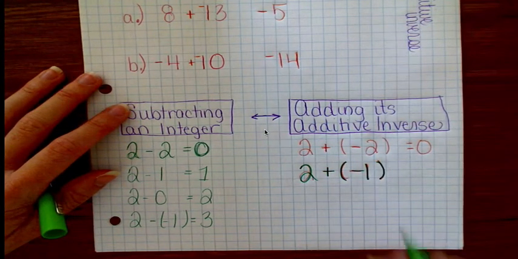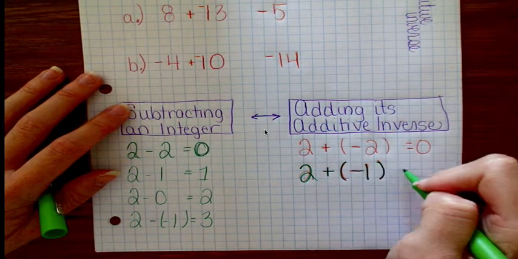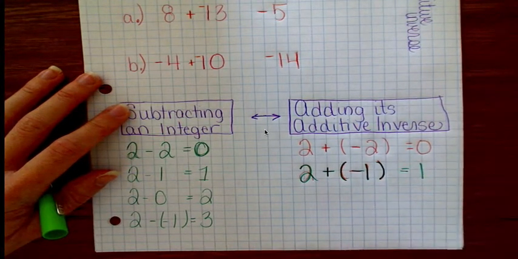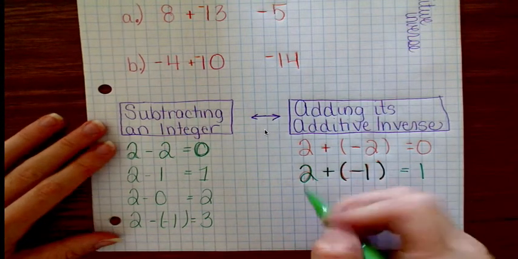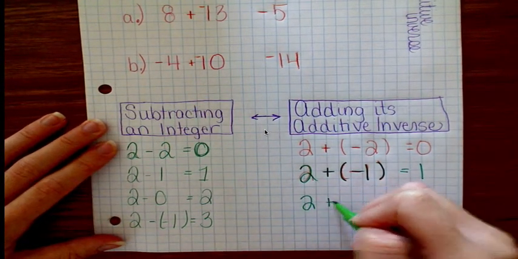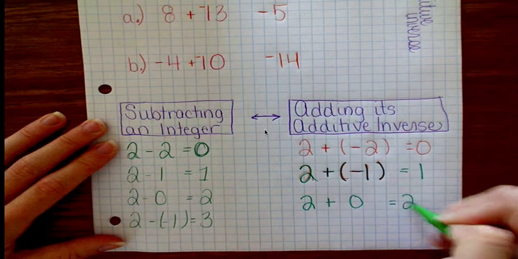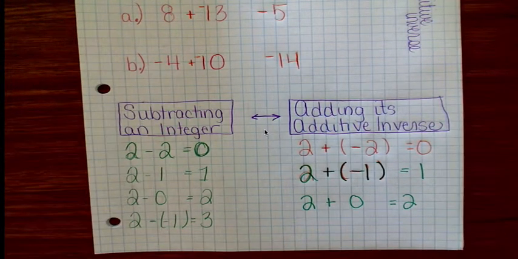2 plus negative 1, 1 line, 2 line. Still equals 1. All right. Does 0 have an opposite? No, 0 doesn't have an opposite. It's in the middle. Okay, so 2 plus 0 is still going to be 2. We just changed the sign there.